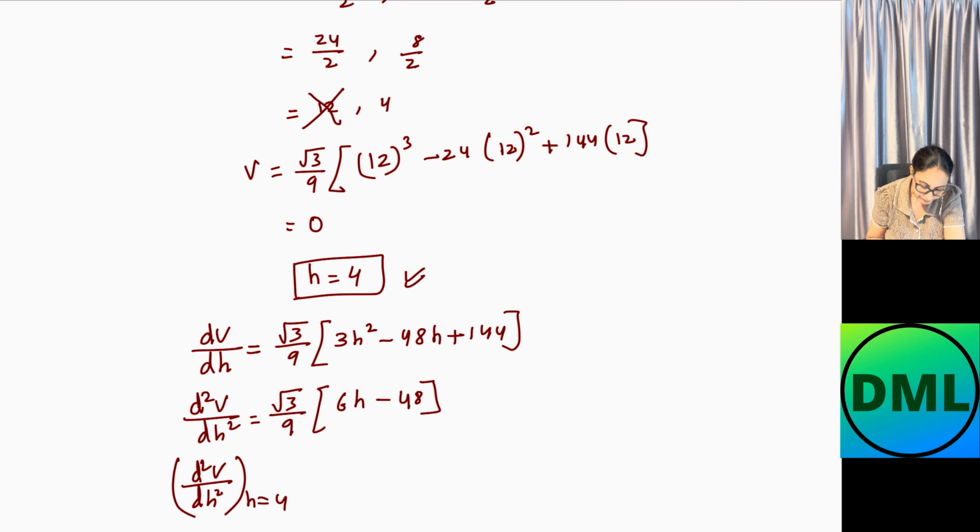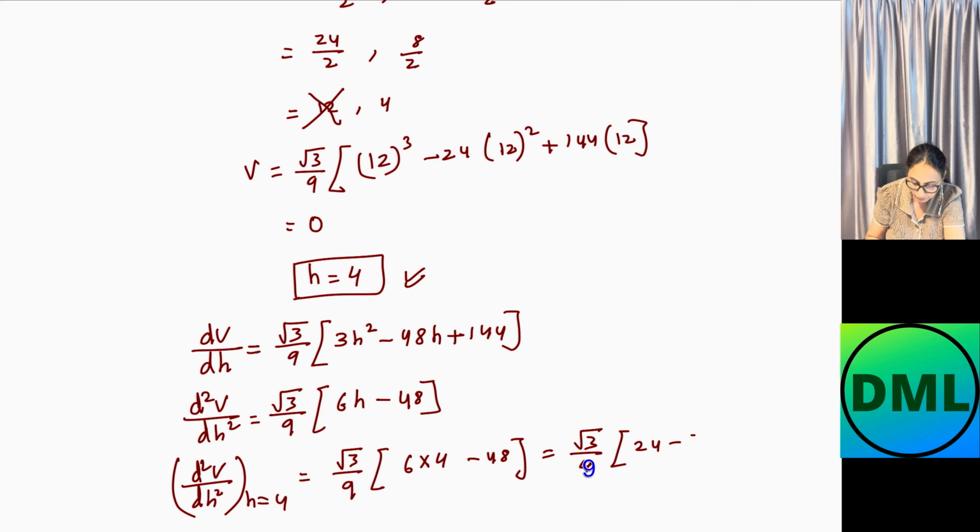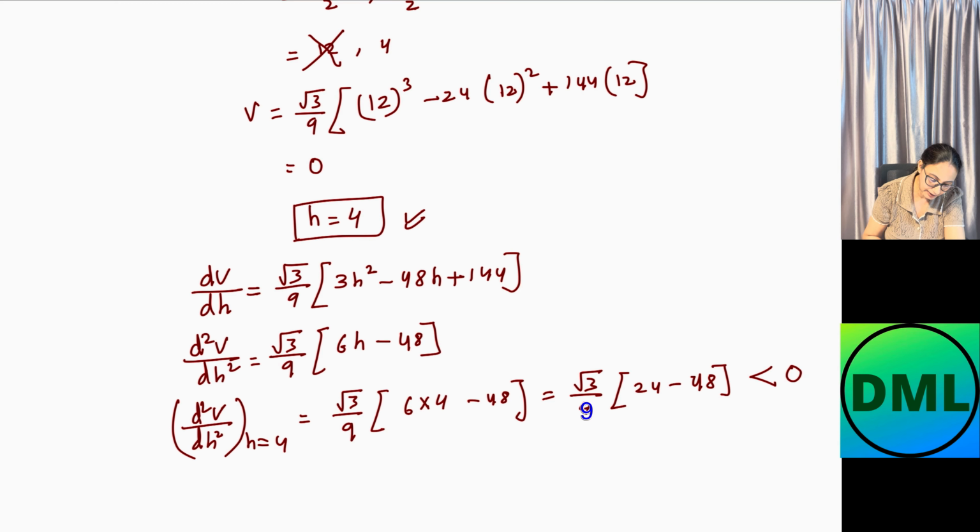I need to find the value of d²V/dh² at h equal to 4. If I substitute h equal to 4, this will be √3/9 (6 times 4 minus 48), which is 24 minus 48. Your answer will be negative, that means less than 0. This shows that the double differentiation at h equal to 4 is less than 0, which shows you the maximum volume. That's how you can prove your answer.